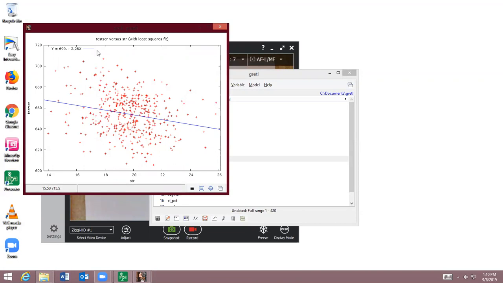It says least squares fit, so that's the only kind of regression that we need to know in this class, least squares regression. It automatically plots a line using that least squares fit through the points and gives us the slope, essentially the relationship between y and x, when y is test score and x is the student-teacher ratio.